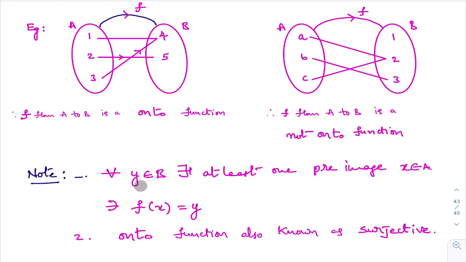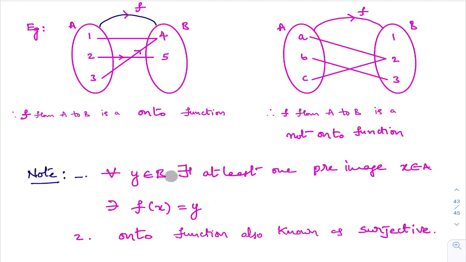So, to prove the function is onto function while solving the problem, I'll try to prove this. First, I'll take an element y in set B. Then I'll check whether there exists x in set A such that f of x equal to y. While doing exercise problems, you will get more clarity about this point. And this is the important one.